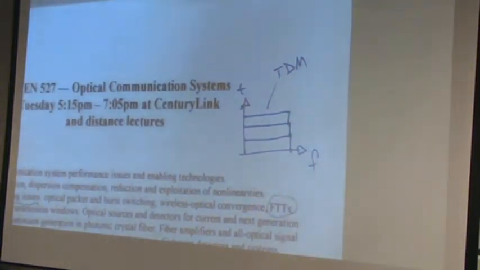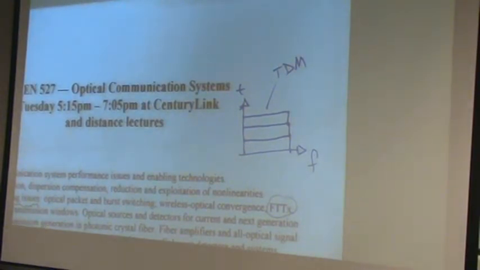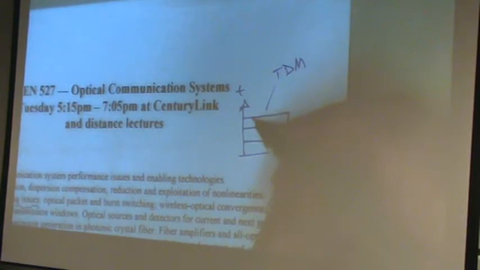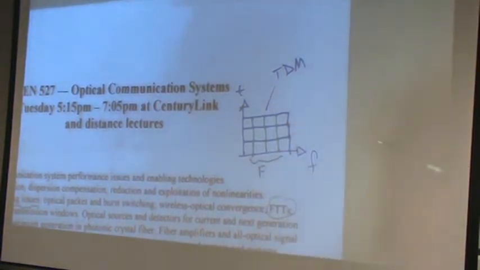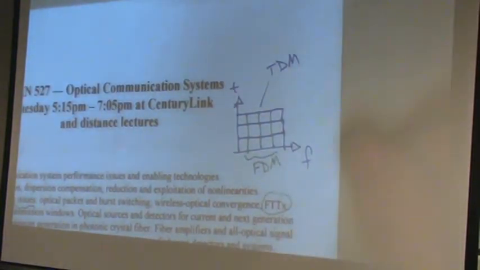And everybody has their own time slot. It's your turn, then it's her turn, then it's his turn. And then we go back around again. Another way of slicing it would be to slice it this way. In green here, that's frequency division multiplexing. That's like the radio in your car. One station has a certain band of frequencies, another has another band of frequencies.